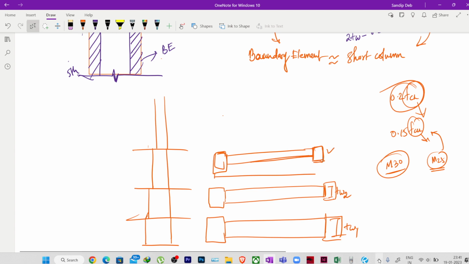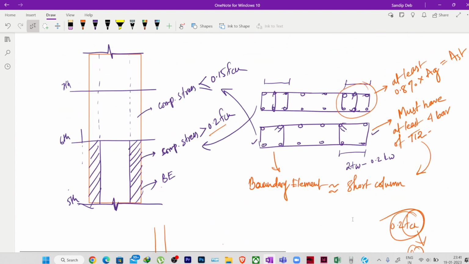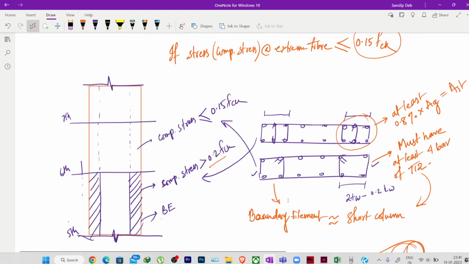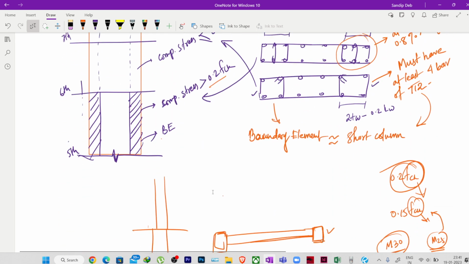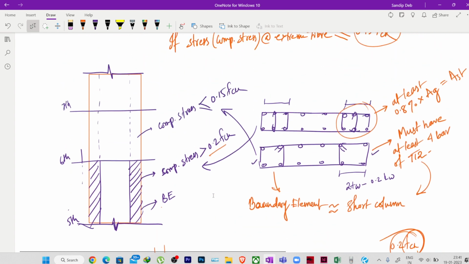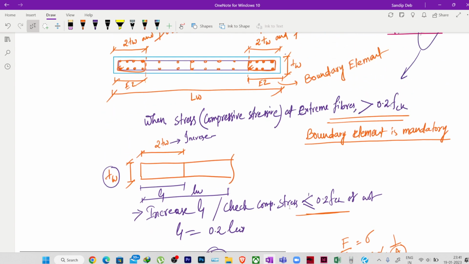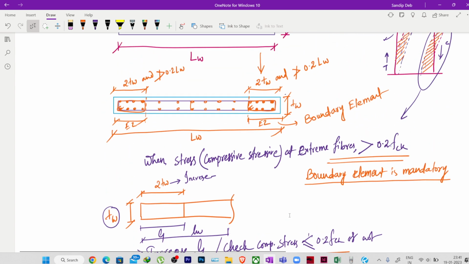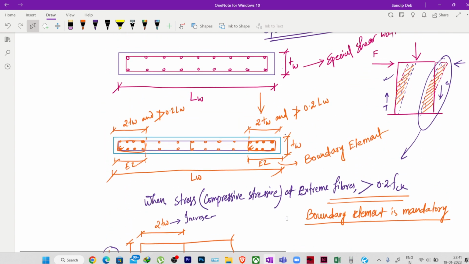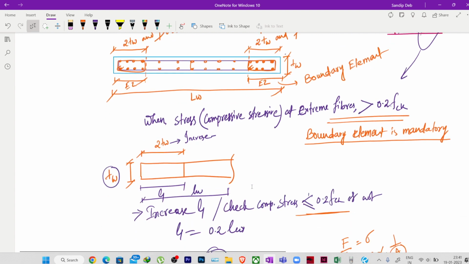So all these things, the boundary element, the moment capacity requirement for the lateral load resistance, the stresses more than and less than the limit, the length of the boundary element, the design of the boundary element, the design of the wall.